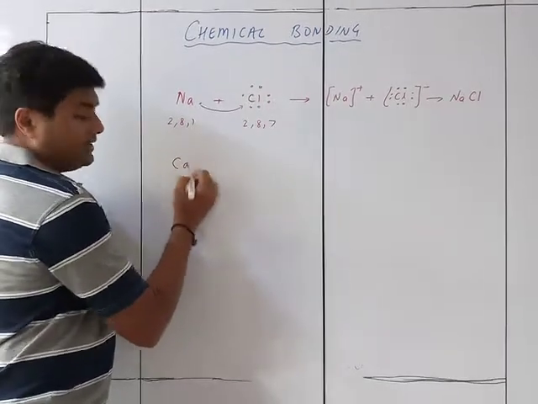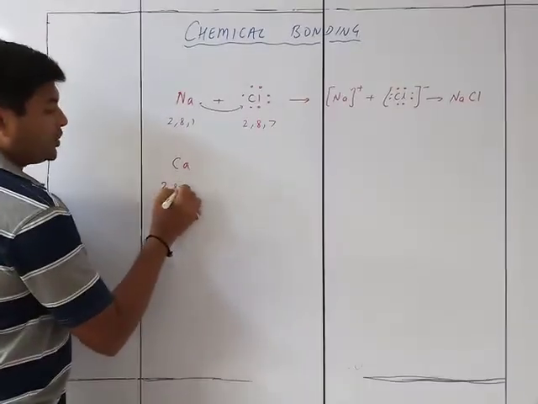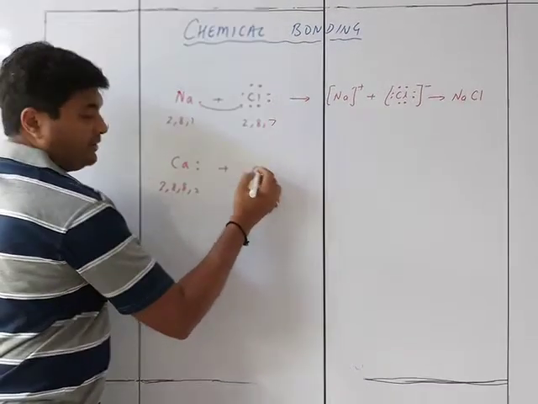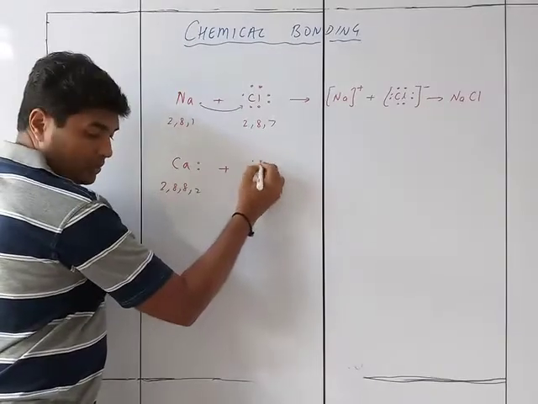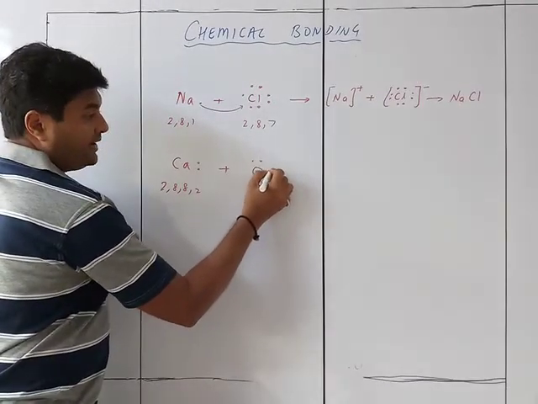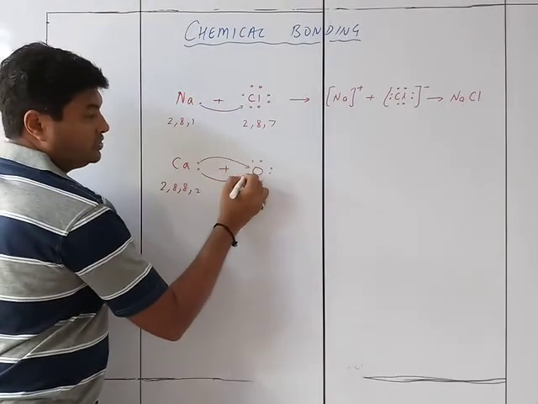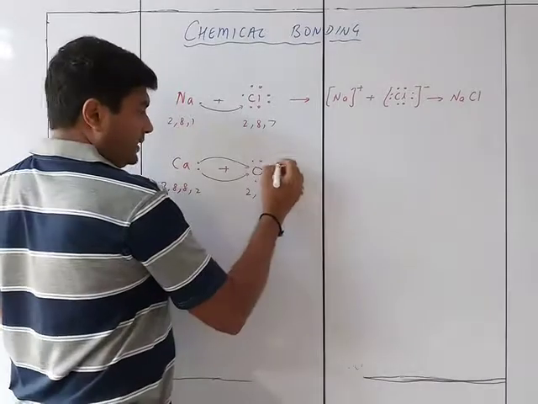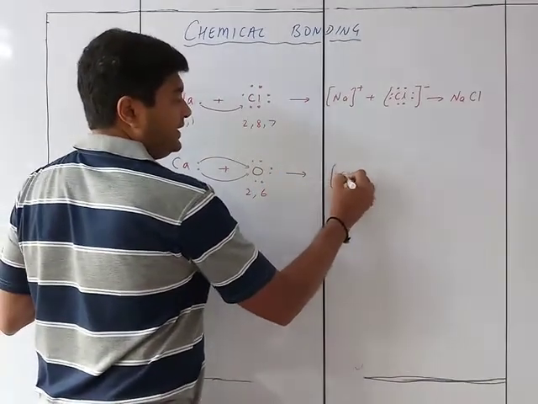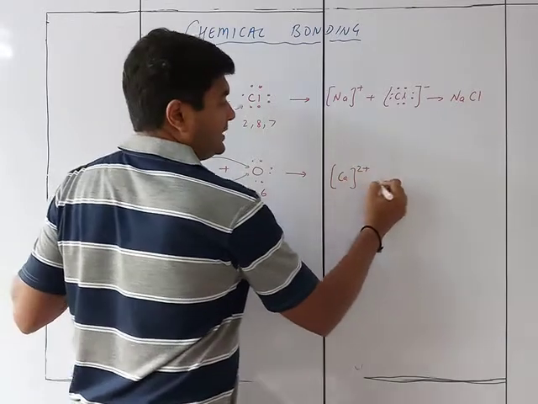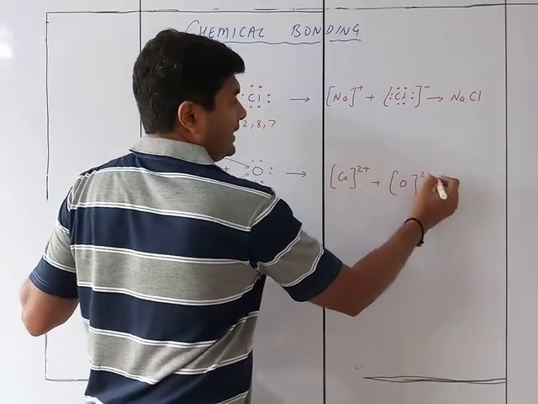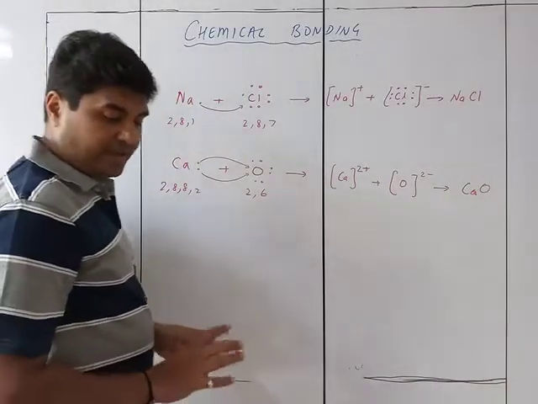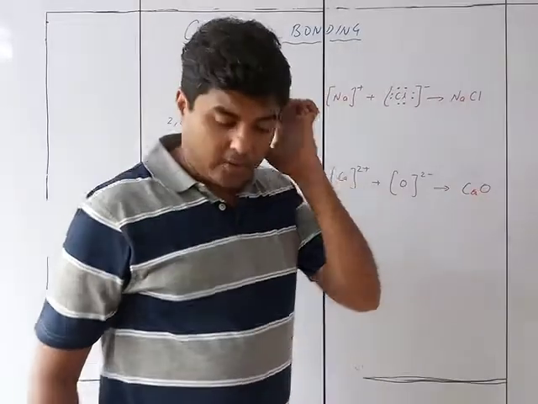So Ca has the outermost orbital at 2, 8, 8, 2. So there are 2 electrons over here. Plus O will be having, so here O has 1, 2, 3, 4, 5, 6. So one goes here and one goes here, so this is 2, 6. And accordingly, I am going to have this first one as Ca2+ and plus O2-, giving me CaO. So this is the formation of CaO, calcium oxide, by dot diagram.